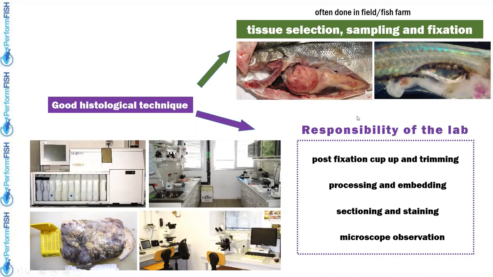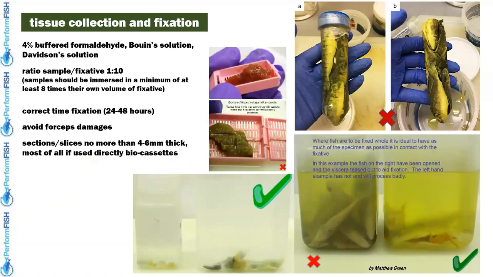And so post-fixation, trimming, processing, embedding, sectioning, and staining in general, these steps are done in a histological lab, of course. For example, the PerformFISH partners wrote a sampling manual. The title is Juvenile Quality and Growth Potential: Standard Operating Procedures for Sampling and Data Recording.